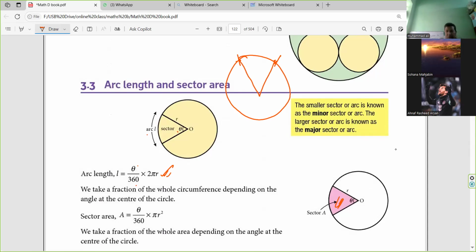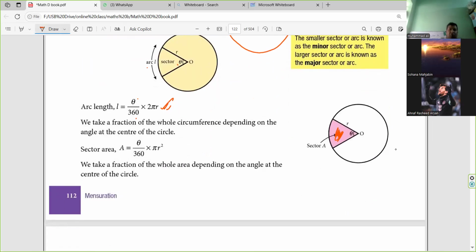But this part is said to be the area of the sector. The area of sector formula is A equals theta by 360 degrees multiplied by pi r squared. If you get any question asking for the perimeter of this region, you have to write arc length L plus 2r, this r and this r. So the perimeter of this sector is arc length, theta by 360 degrees multiplied by 2 pi r, plus 2r. In this way you can find the perimeter of this sector.